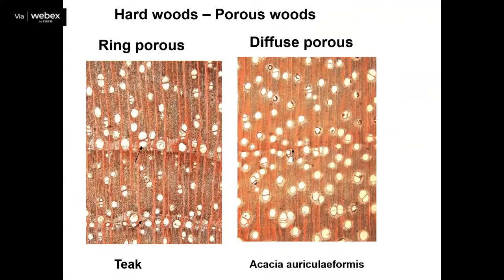For example, if two pieces of wood are given to us to differentiate, first we have to cut on the cross section and then see whether it is ring porous or diffuse porous. If it is ring porous, we can tell that it is teak. If it is diffuse porous, we can tell it is Acacia auriculiformis.